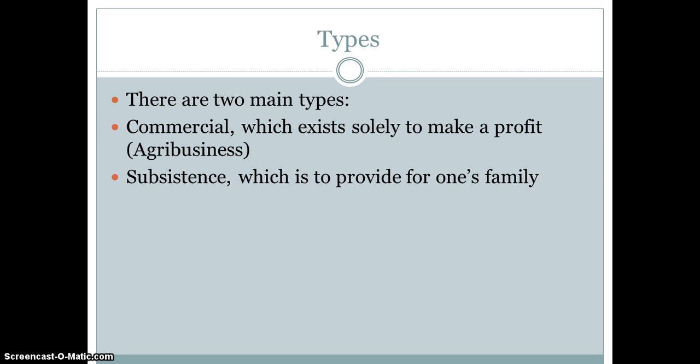There are two main types that exist: commercial, which exists solely to make a profit and is agribusiness, and subsistence, which is to provide for one's family.